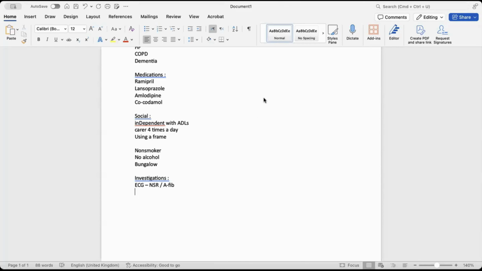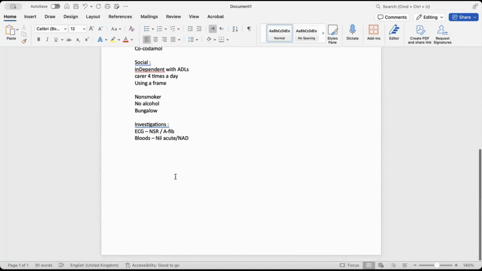What about X-rays? Yeah, in investigations, we're going to write X-rays. Either it's been done or not. A lot of the time it's already been done in triage, but if it's not, then just don't write it, leave it blank because it's going to be in your plan. Bloods are usually done. And if there's nothing in the blood, you just write nil acute or NAD. So nothing significant or nothing acute.